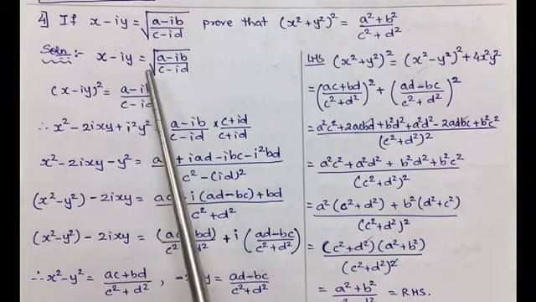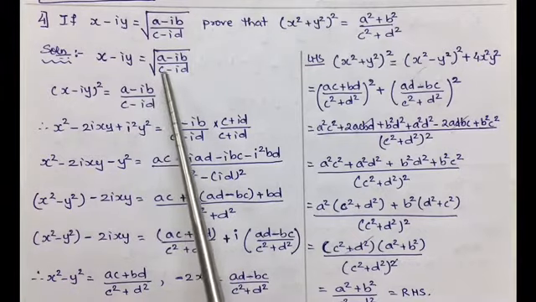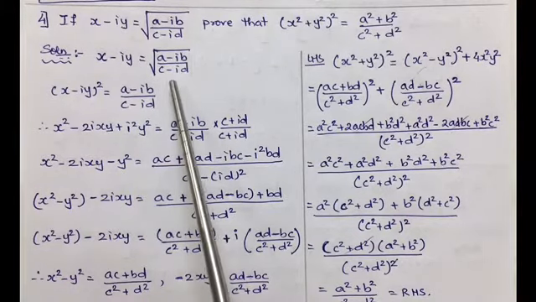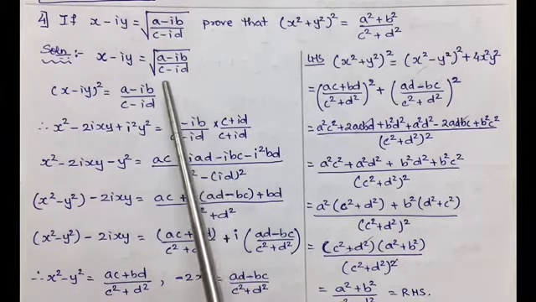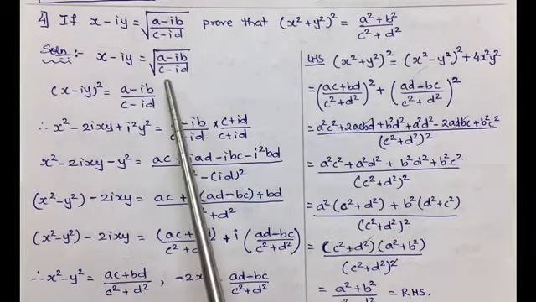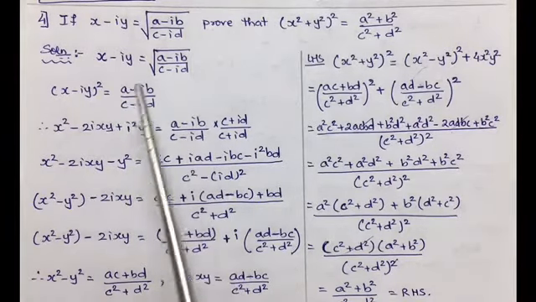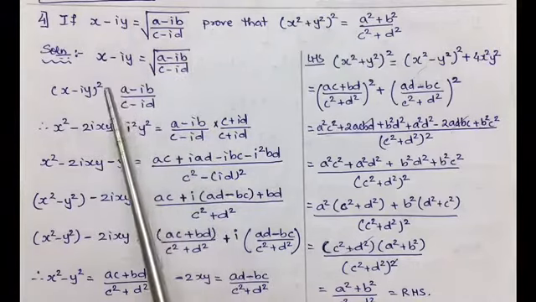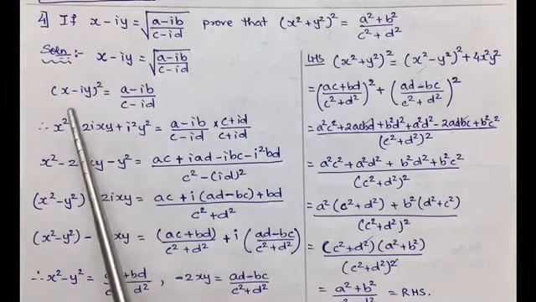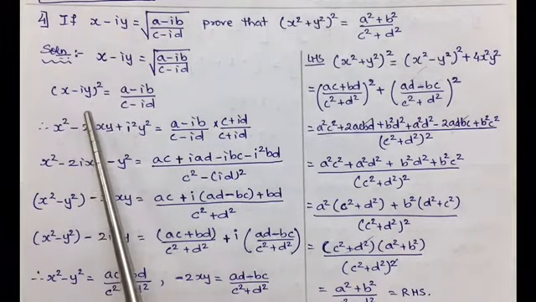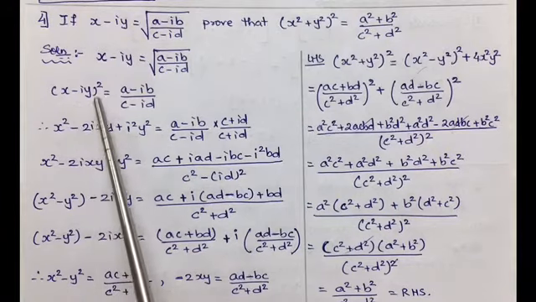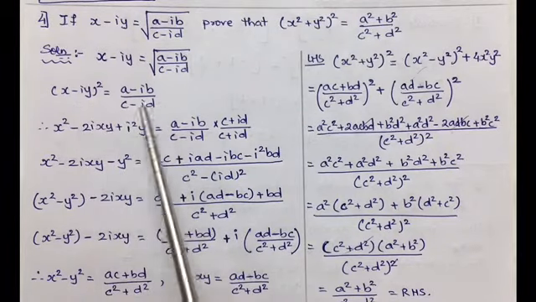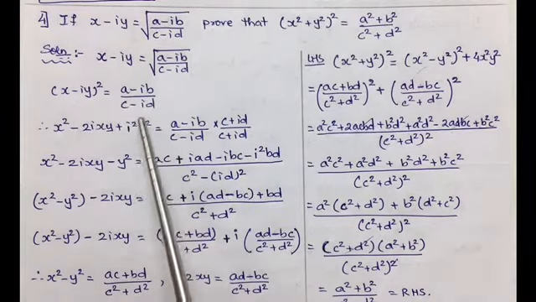x minus iy is equal to under root of (a minus ib) upon (c minus id). Removing the root, the other side becomes square. So we get here (x minus iy) whole square equal to (a minus ib) upon (c minus id).